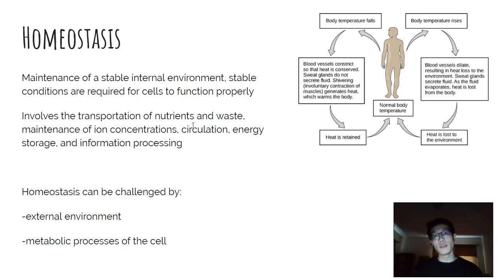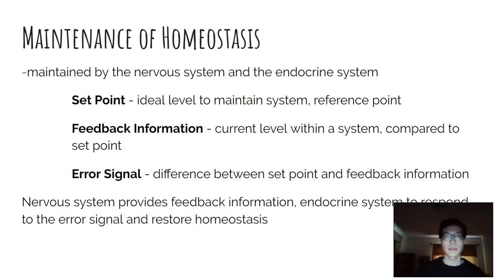And of course, in order to do so, we need to have feedback systems to understand what is going on within us. So when we're looking at a system, and we're trying to maintain it, for at least mammals and humans, we have this maintenance that's controlled by both the nervous system as well as the endocrine system. So there are a couple of things that we as a human have to do involuntarily to maintain that homeostasis. So the first thing is we have to make a set point, which is basically the ideal level within a system, the reference point.